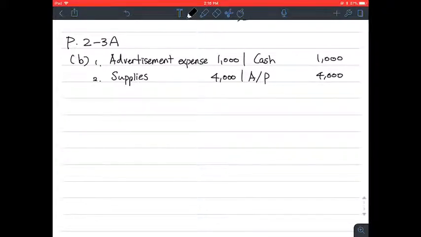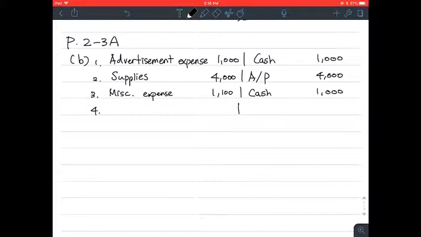Okay, third, miscellaneous expenses paid in cash, 1,100. So what's miscellaneous? Okay, so that means anything else. Miscellaneous expense, which is 1,100, and you paid in cash, so you write cash on the credit side. Easy and simple, right?